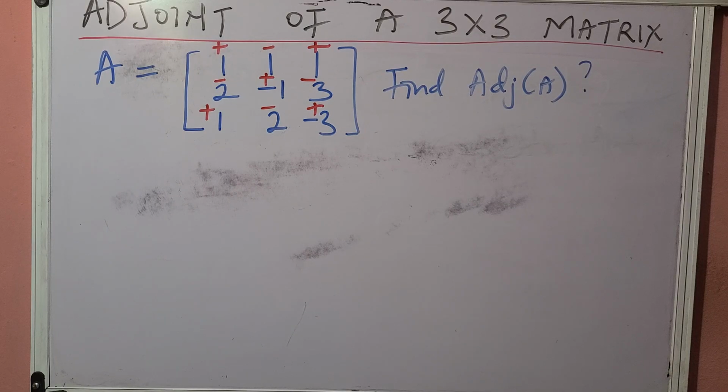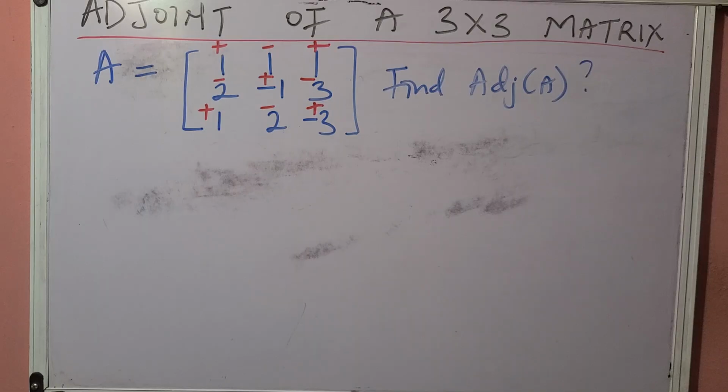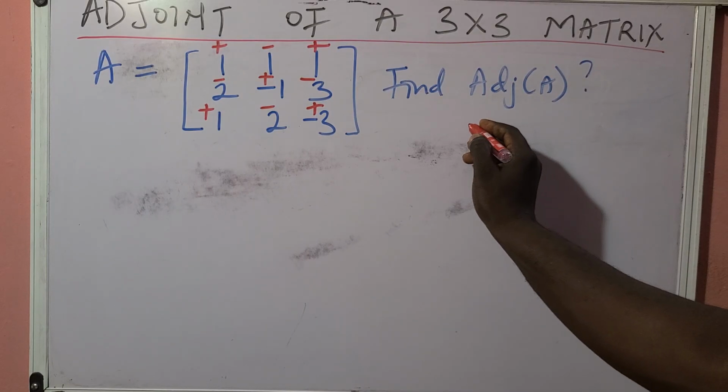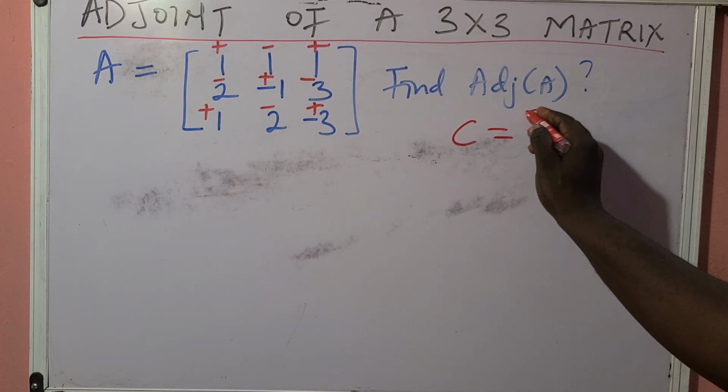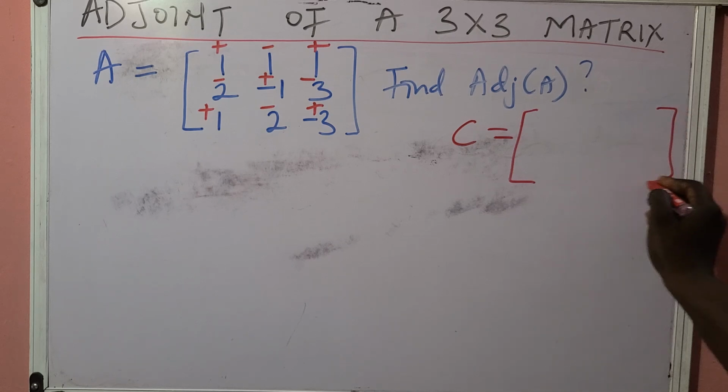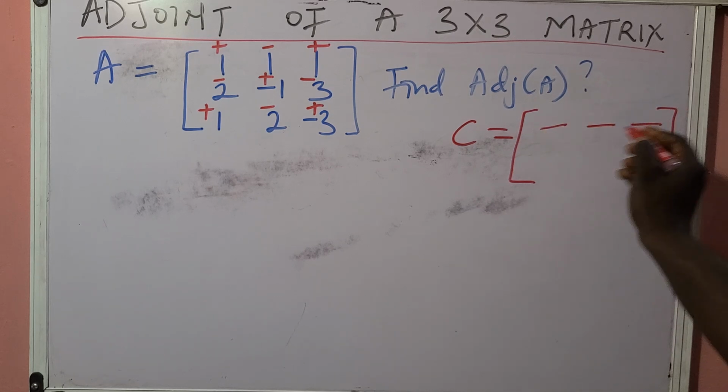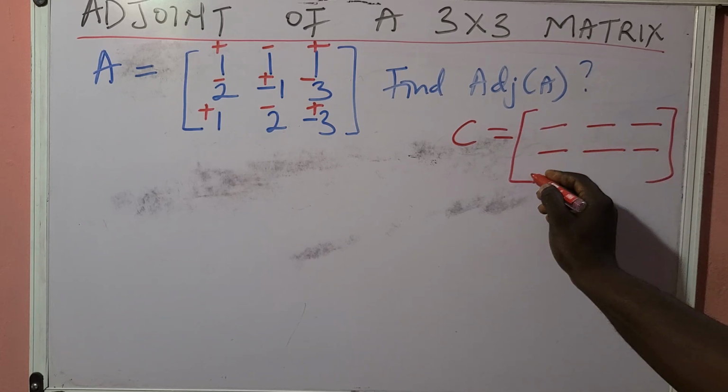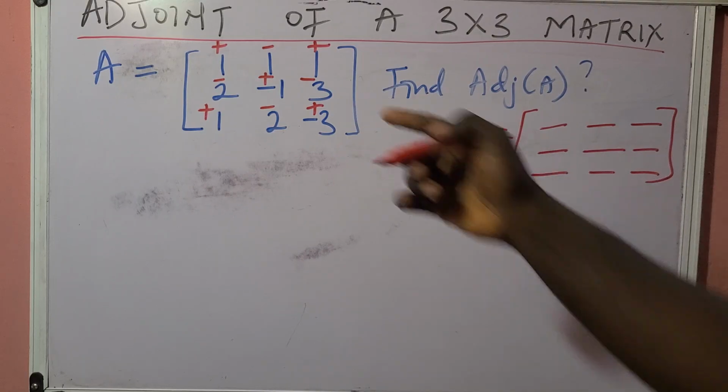Then, because we want to find the cofactor matrix, let's put our cofactor matrix here. Our cofactor matrix is going to be of the same order. So you have a 3 by 3 matrix here, and we'll be having a cofactor matrix that would be of order 3 also. So we would have the same number of elements that we had in matrix A.